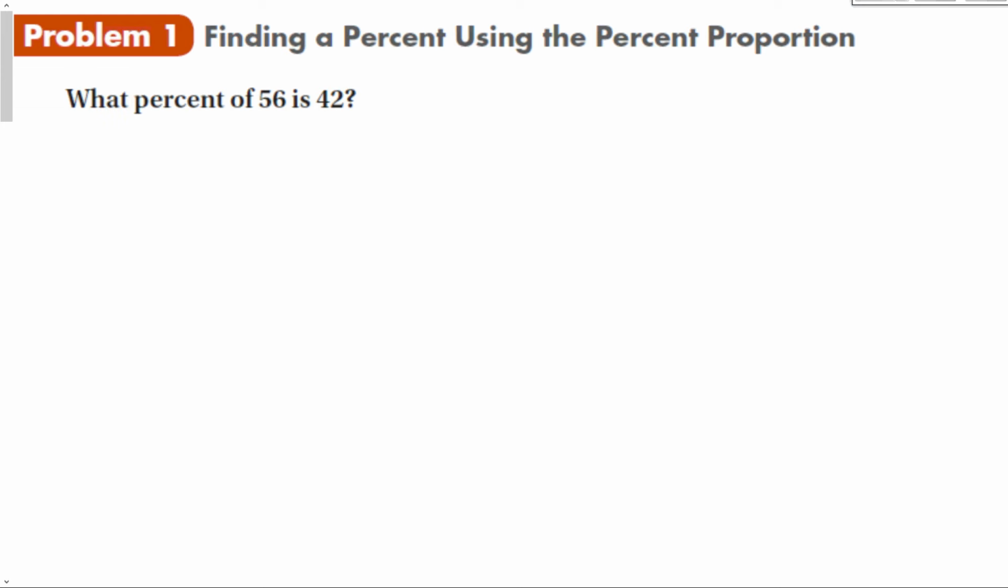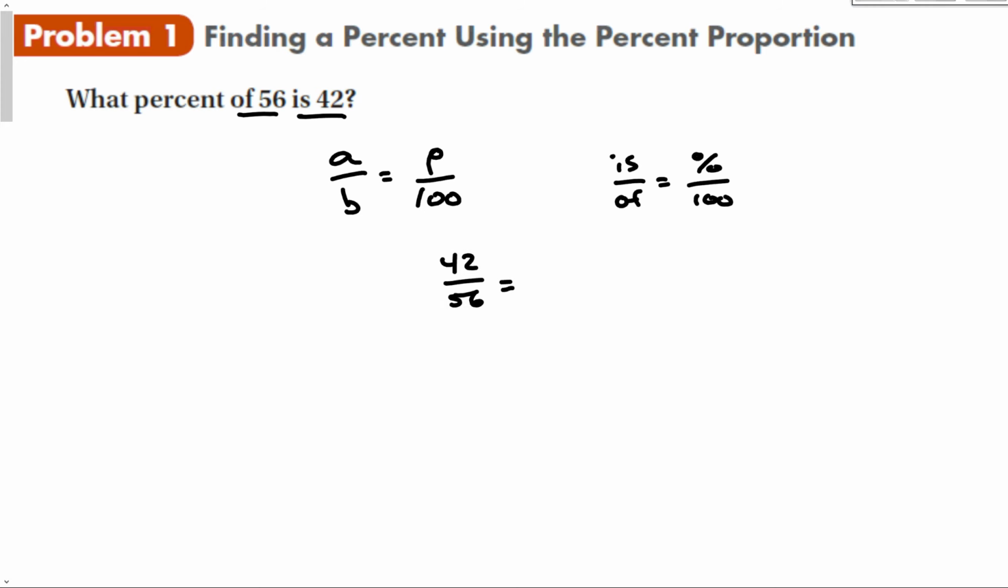So we have what percent of 56 is 42. If I want to use my percent proportion, we'd have A over B is equal to P over 100, or is over of is equal to the percent over 100. Either one of these ways to think about it is okay. The base in this case is 56, and the part is 42. Or is 42, of is 56. So my percent proportion is going to look like 42 over 56 is equal to some percent over 100.